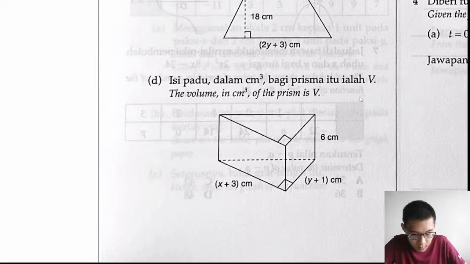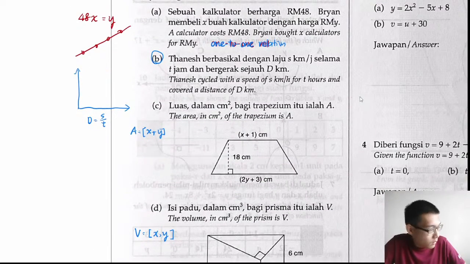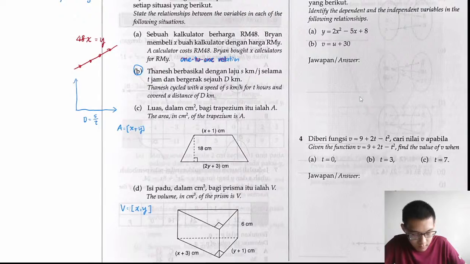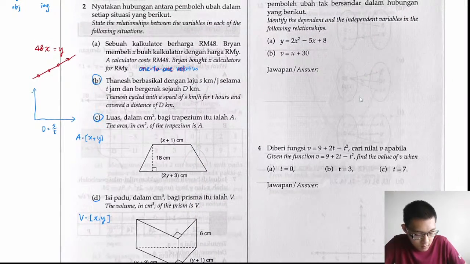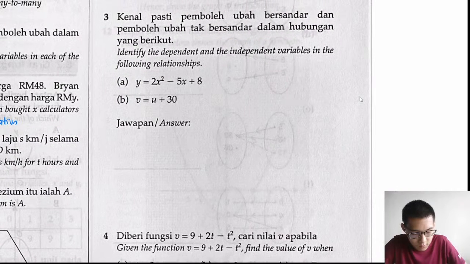The volume in cm cube of a prism is V. This is also V in terms of X and Y. So this one I cannot identify. Sorry, later I will check the textbook. Okay, so let's go to question 3.